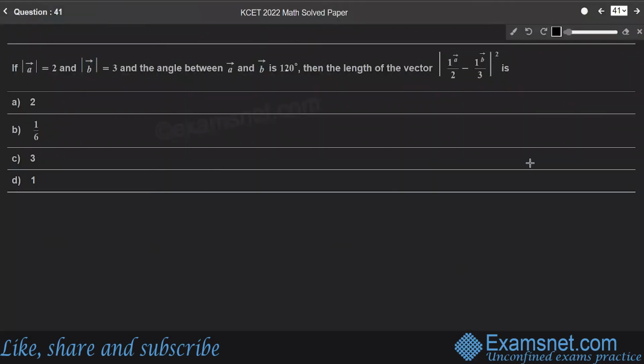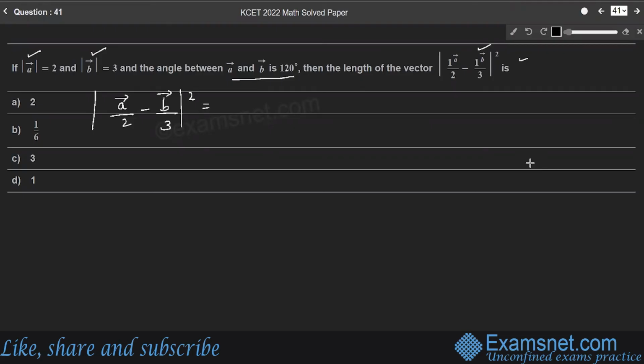Question 41. If mod of vector A is 2, mod of vector B is 3, and the angle between vector A and B is 120 degrees, then the length of the vector, so mod of vector A by 2 minus vector B by 3, the whole square is. Consider mod of vector A by 2 minus vector B by 3 whole square, which is in the form of A minus B whole square, right?